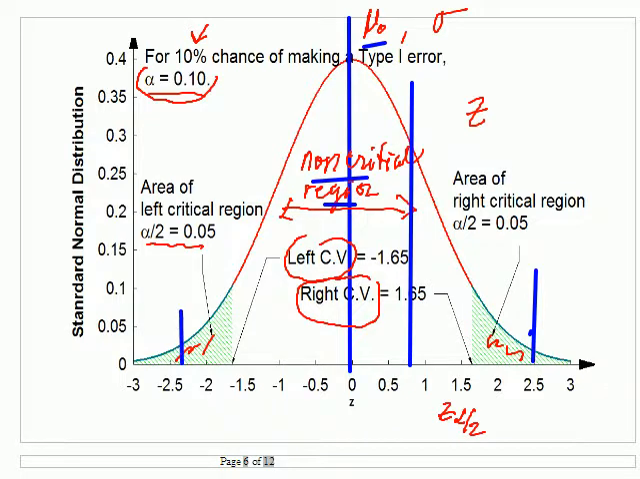It could be over here. As long as it's in any critical region, then you're going to reject the null hypothesis. If it's over here in the central area, in this non-critical region, then you will not reject the null hypothesis.